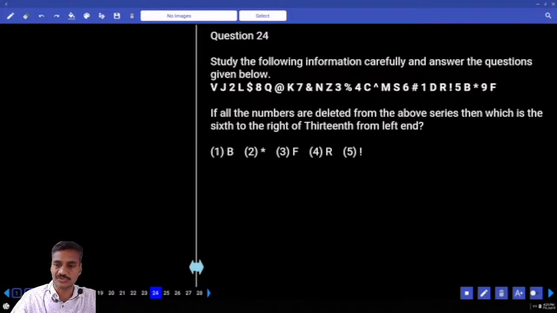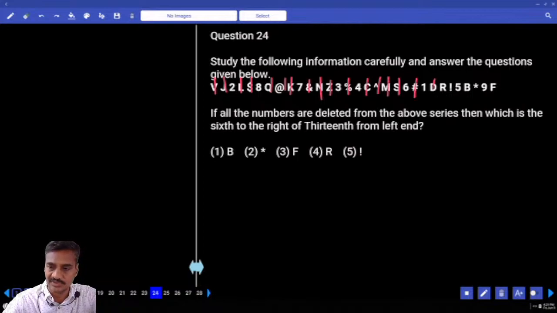Then which is 6th to the right of 13th from the left, so 13 and 6, that is 19. The 19th from the left-hand side without the numbers. 1, 2, 3, 4, 5, 6, 7, 8, 9, 10, 11, 12, 13, 14, 15, 16, 17, 18 and 19. Now choice 5, question number 24.